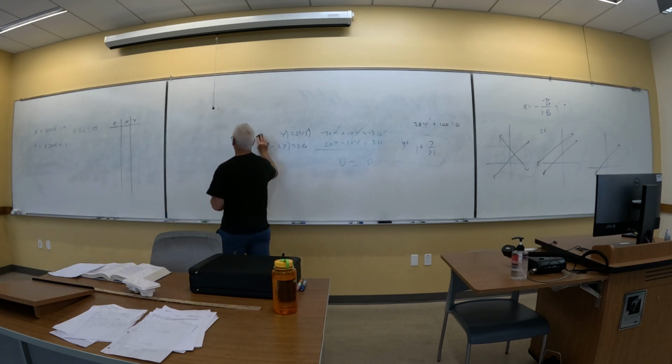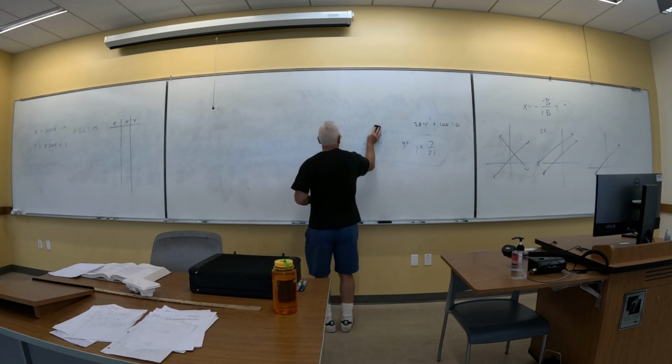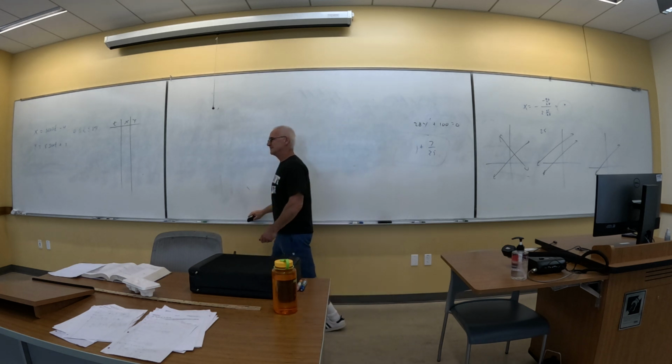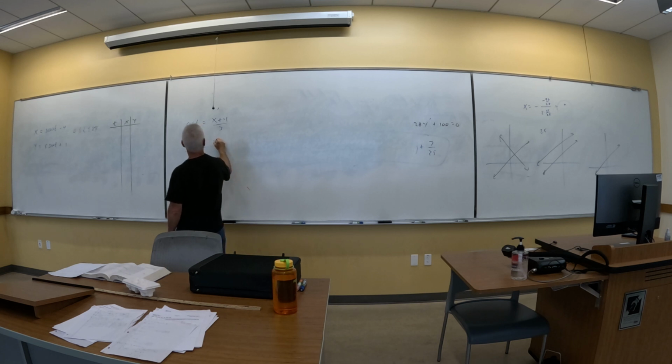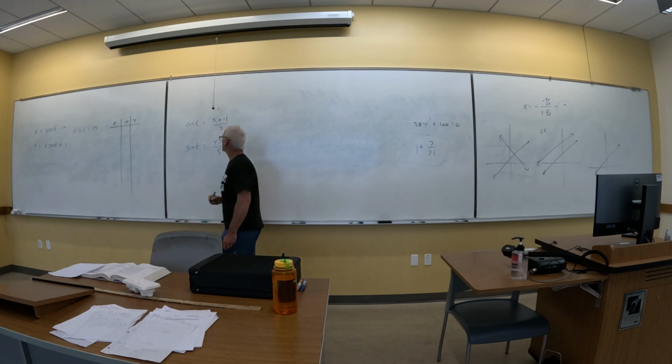Well, I do have a sine and a cosine in there. What if I isolated the cosine in the first one? So add 4, divide by 3. Then what's the cosine of t equal? X plus 4 over 3. Okay, what's the sine of t equal then? Okay, do we all agree with that?